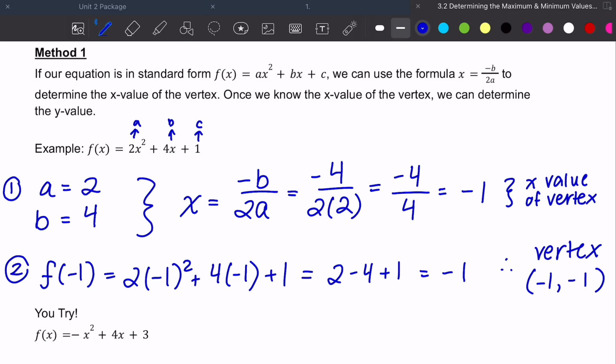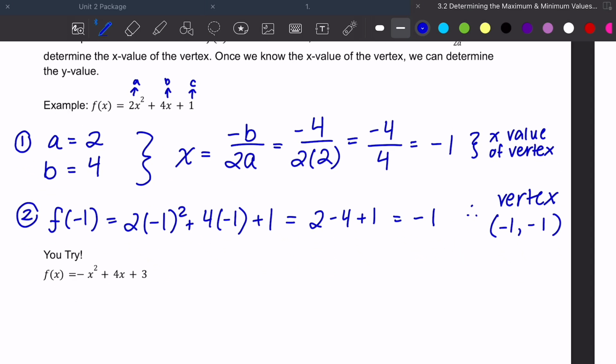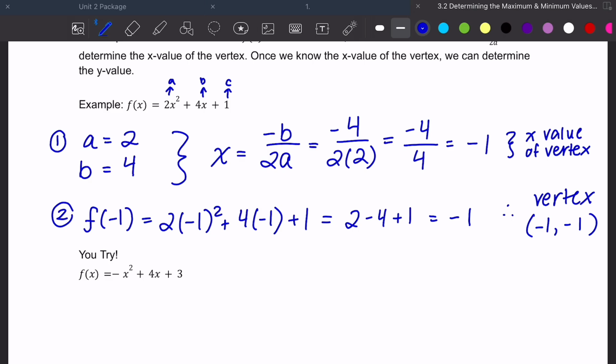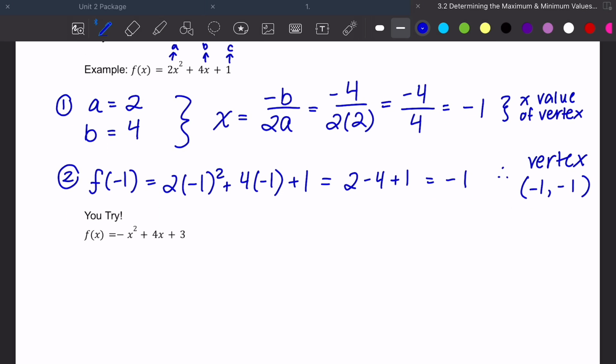How do we feel about that? Yeah? If you feel comfortable enough, try the second one, right? Identify what's your a, what's your b, and then use the formula, -b/(2a), and then just plug whatever value you find for that into your function. So try it. Turn to the people around you, see if you can do it. And then let me know what you get.